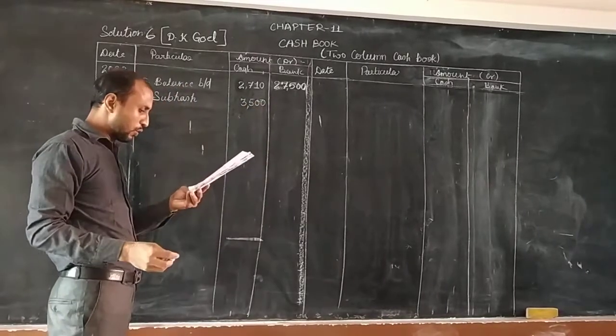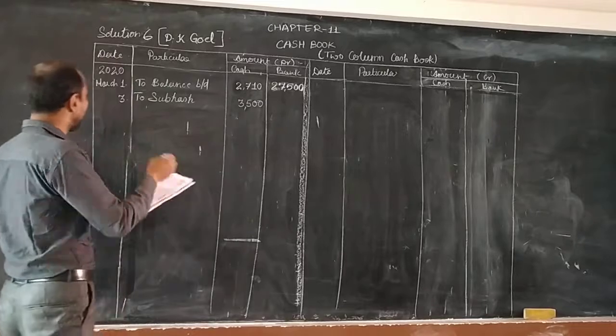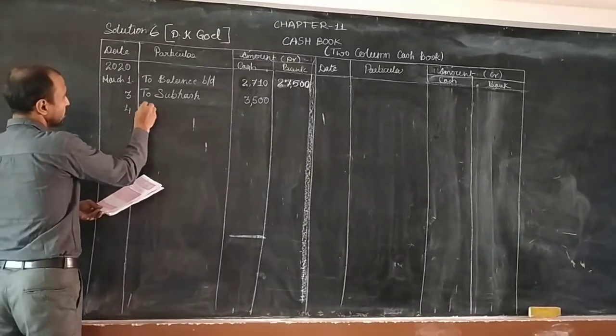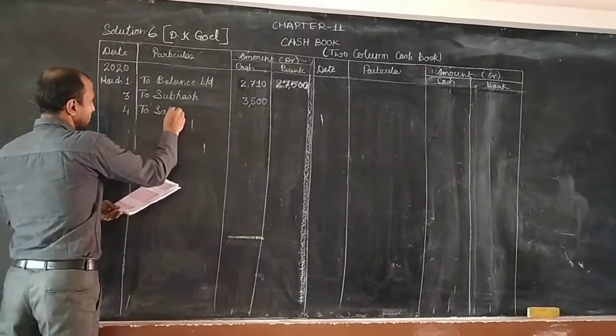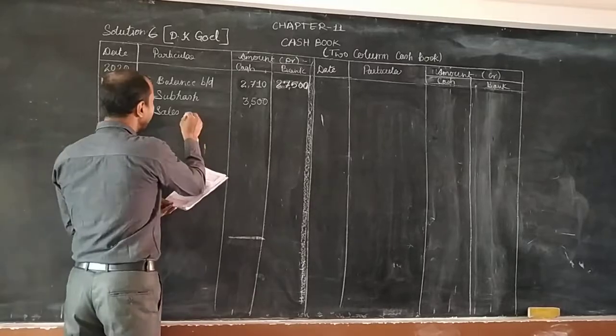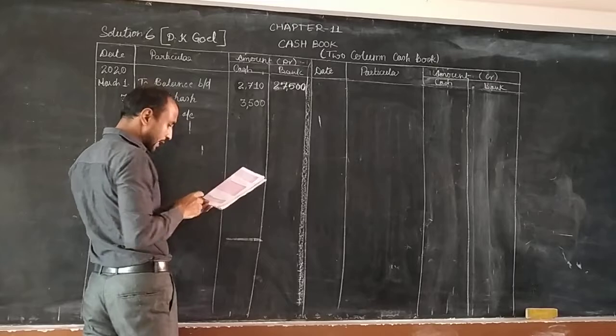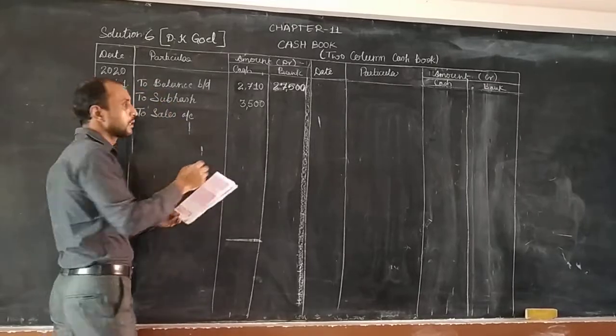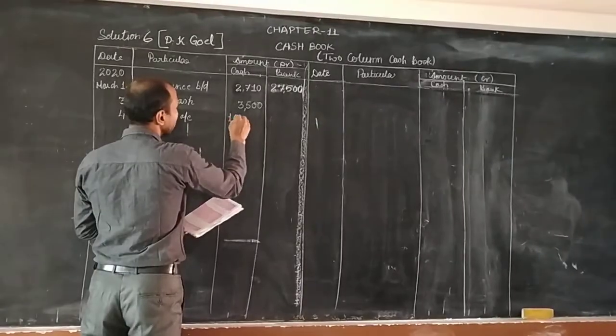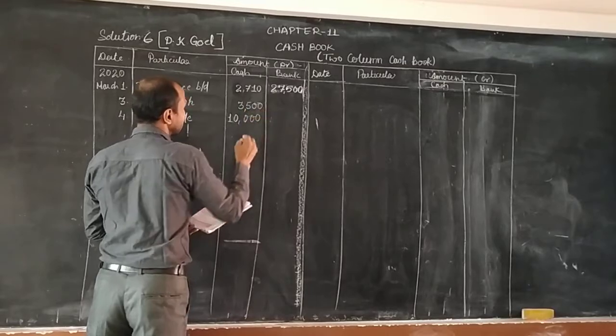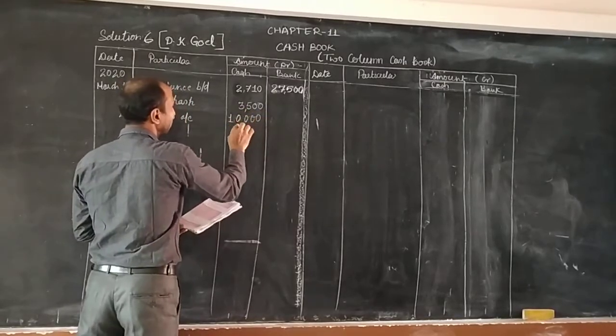Now the next amount, sold goods for cash, on the 4th. It is your sales account, and here we will get the amount of 10,000. It is written cash, so we will put the amount of 10,000 rupees in the cash column. It is clear? Any doubt? No.